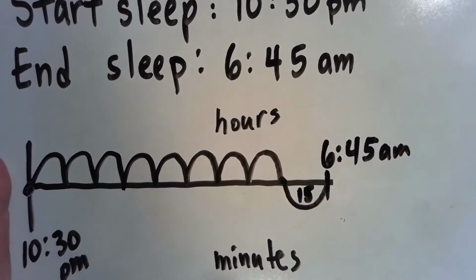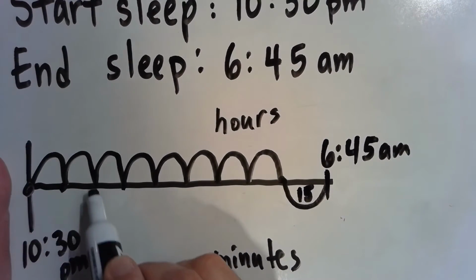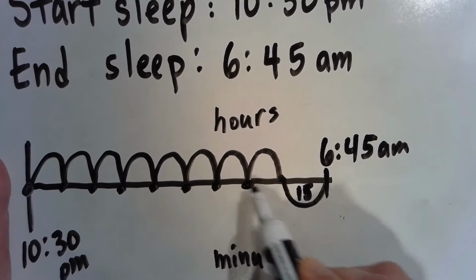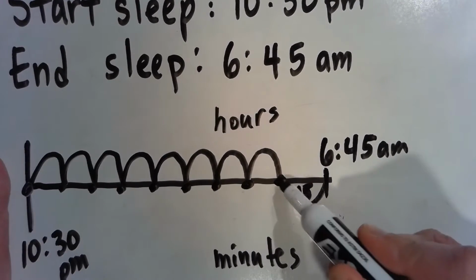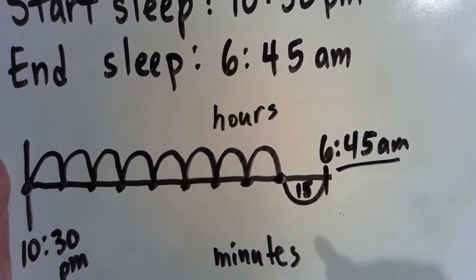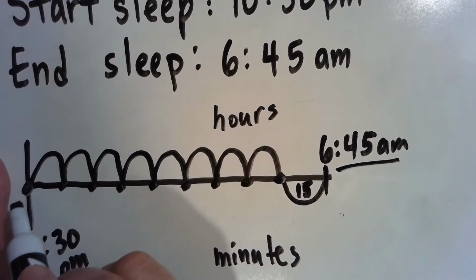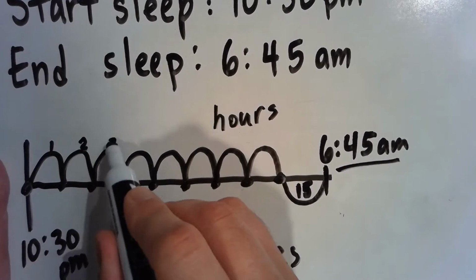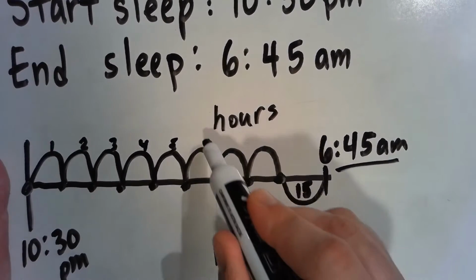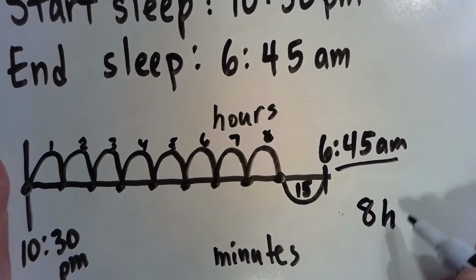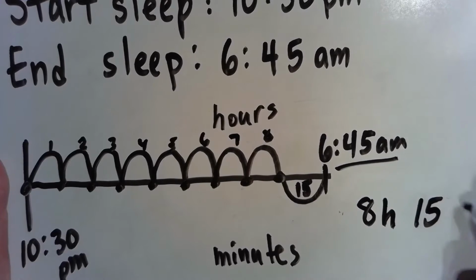Once again, it's 10:30 to 11:30 to 12:30 to 1:30 to 2:30, 3:30, 4:30, 5:30, 6:30, and then 15 more minutes to be 6:45. So let's count our hours and our minutes, and then we will have our elapsed time. So we have 1, 2, 3, 4, 5, 6, 7, 8. So I slept for 8 hours, 15 minutes.